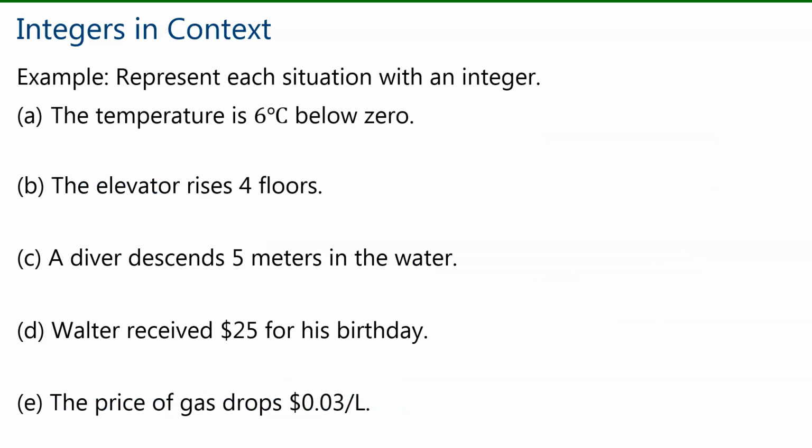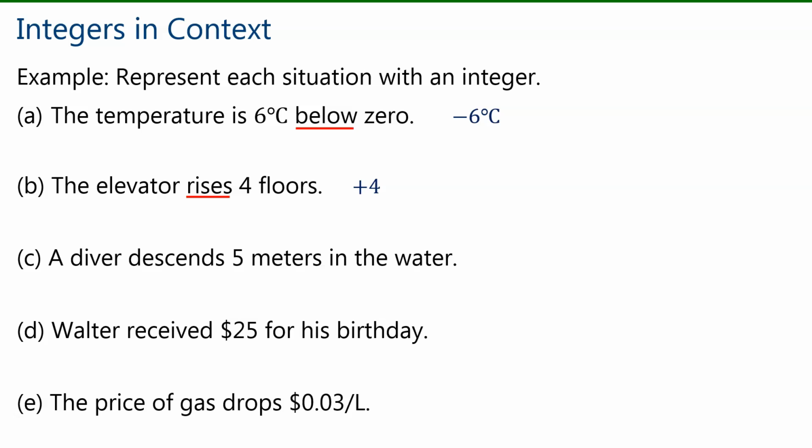So here we have to represent each situation with an integer. So in A we have the statement that says the temperature is 6 degrees Celsius below 0. So the key word here is below, so that means we can represent this with the integer -6 degrees Celsius. Now an elevator rises 4 floors, that means going up, so we can represent that with a positive number.